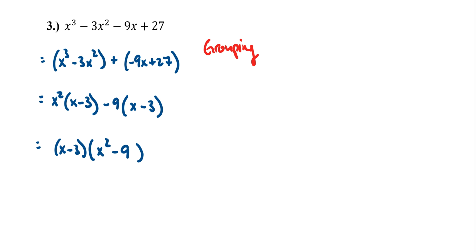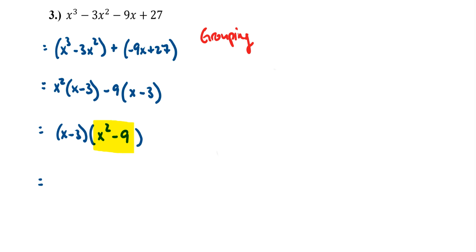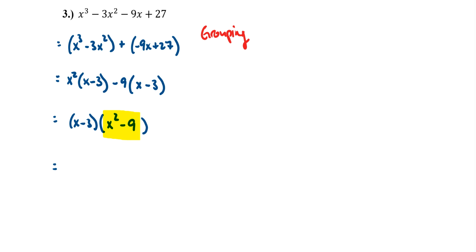So that was grouping. Everything we just did was grouping here. So we just grouped the first pair and the last pair. We did the GCF of each pair separately, and then we GCF'd the entire thing, which is always going to be that same set of parentheses. So that whole thing was grouping, but we can do this one more time because we can factor x squared minus 9 using difference of squares.